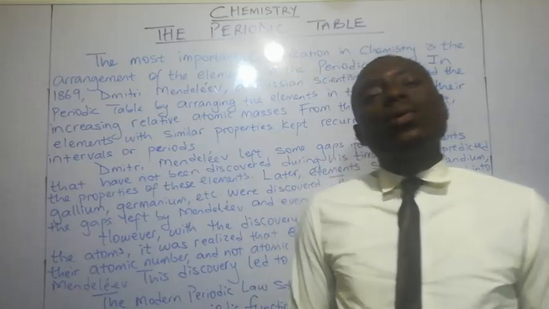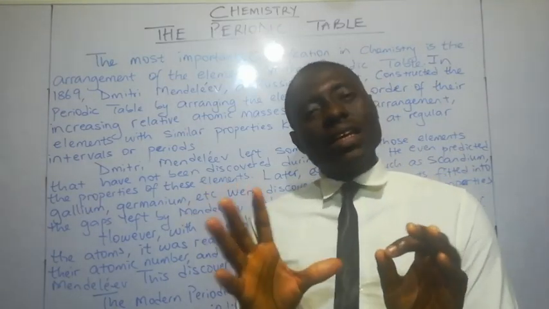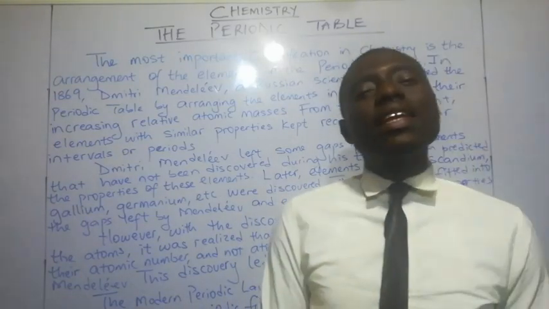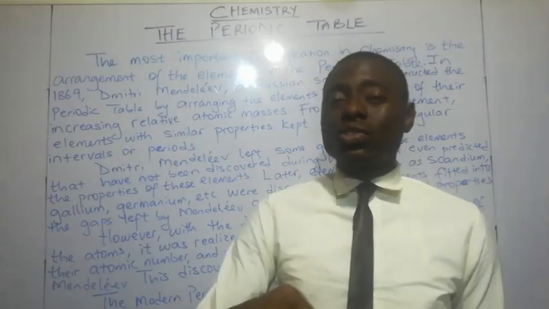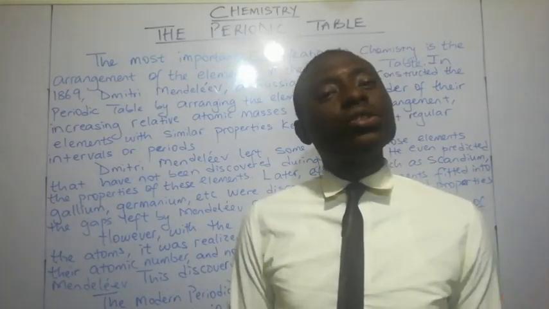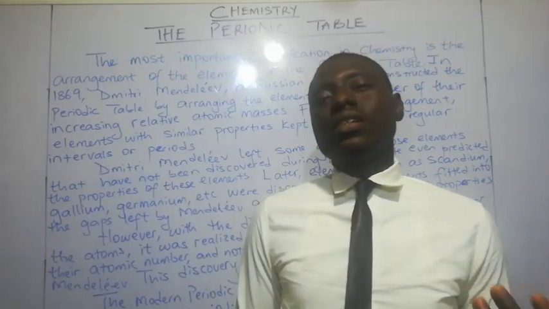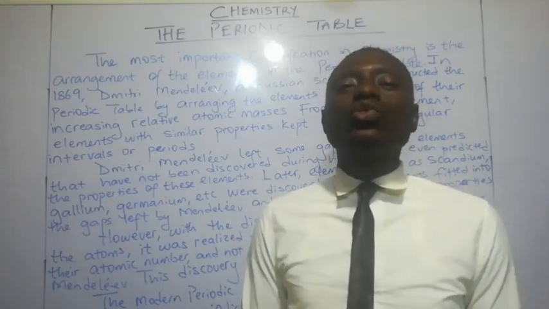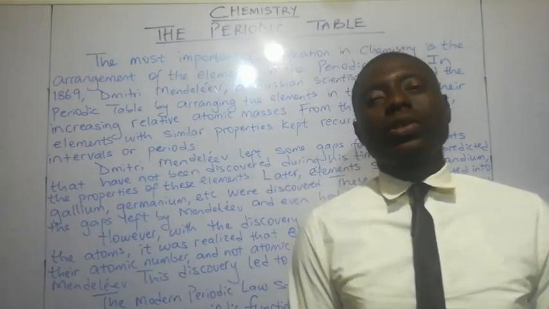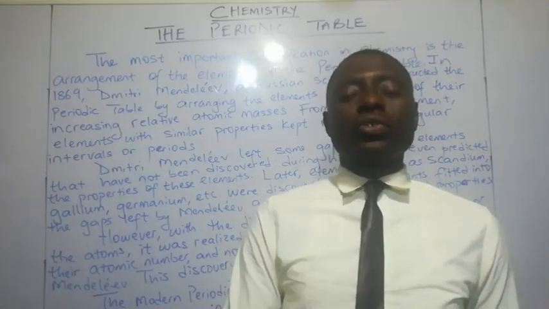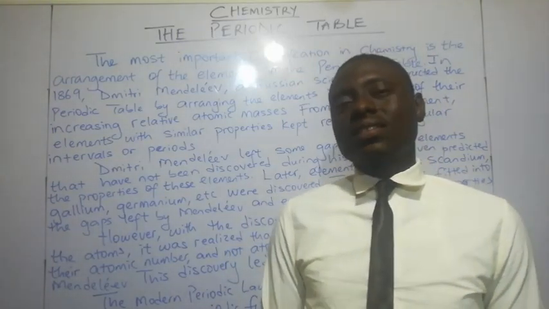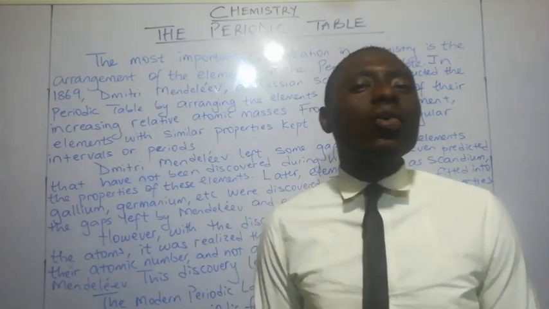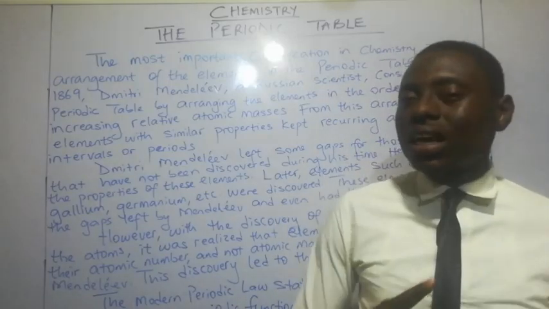Now, there was a minor mistake when the arrangement was done. This minor mistake was this. Dmitry Mendeleev arranged the elements according to their relative atomic masses. He used the atomic masses to arrange the elements. But later, when scientists discovered electronic configuration, which we are still going to talk about, it was realized that the elements were not supposed to be arranged according to their atomic masses, but they vary according to their atomic numbers, not atomic masses.